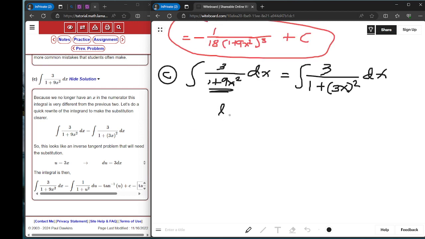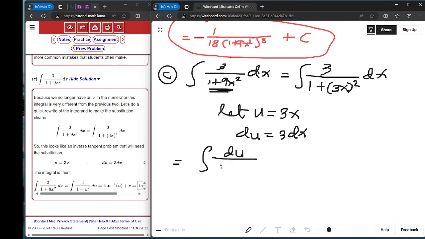Then if we let u be equal to 3x, we'll get du equal to 3dx, which is now in the numerator. So if we rewrite this, this will become du over 1 plus u squared. I think we have an integral for this.